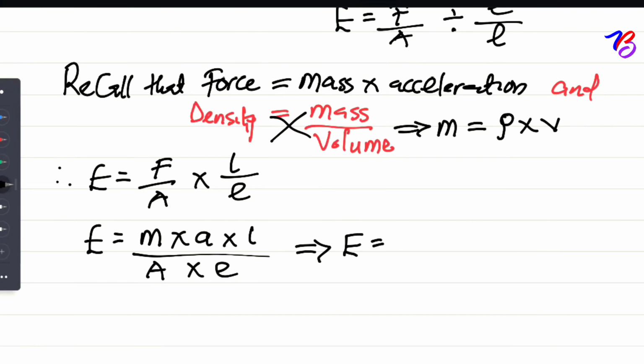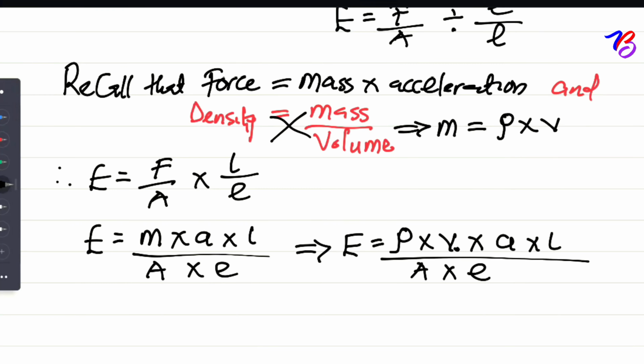So this will give us Young modulus is equal to density multiplied by volume for mass. I hope you are getting this. Mass is density multiplied by volume. So we've substituted for mass. Then volume, this V is not velocity, please take notice, multiplied by acceleration multiplied by length, all divided by area multiplied by extension.